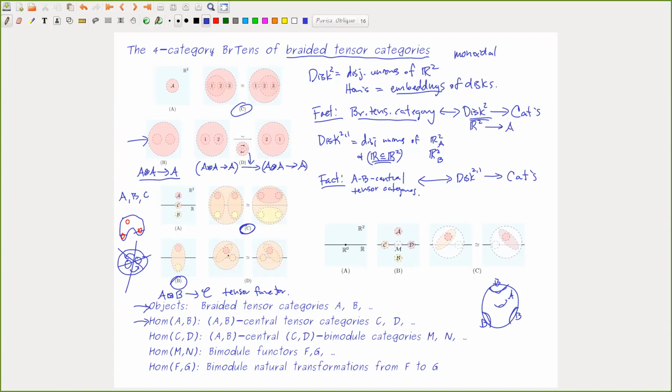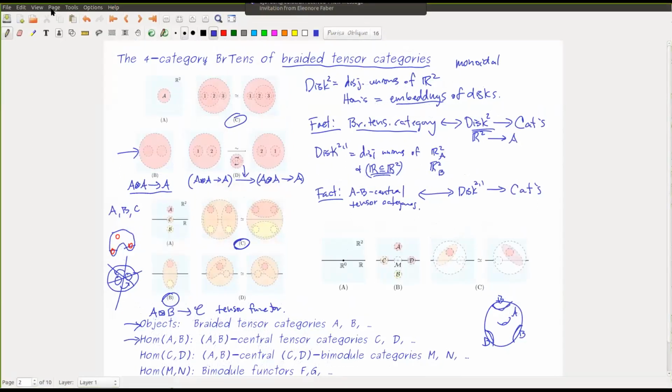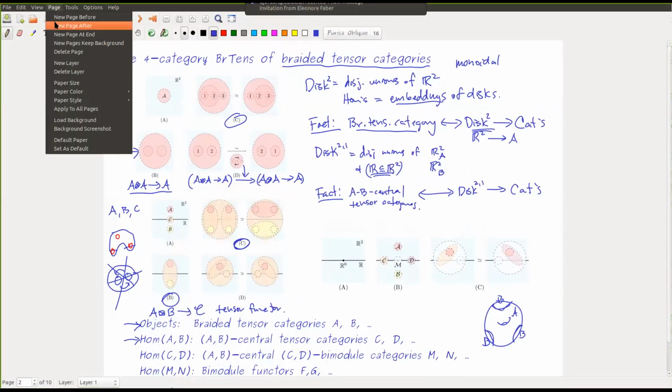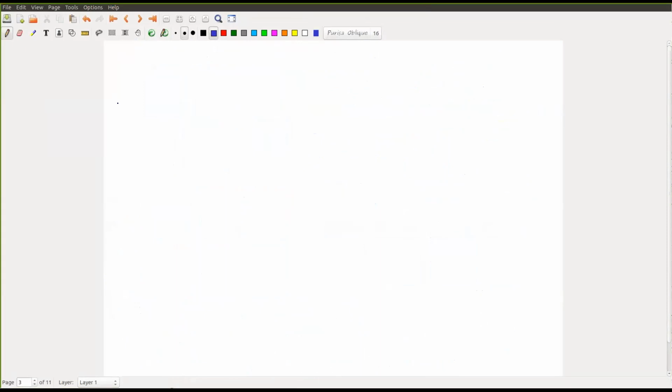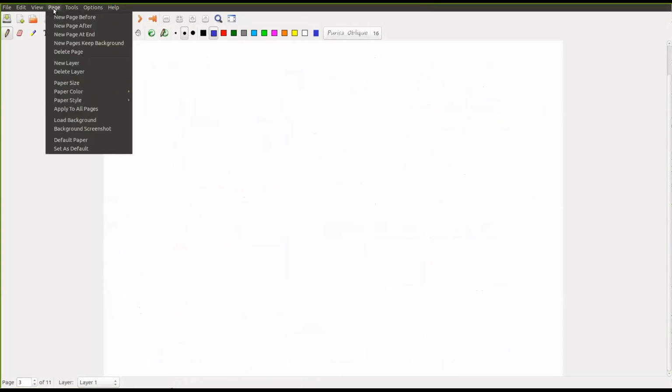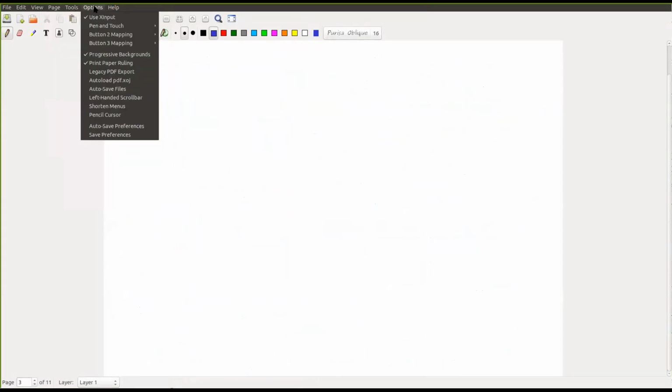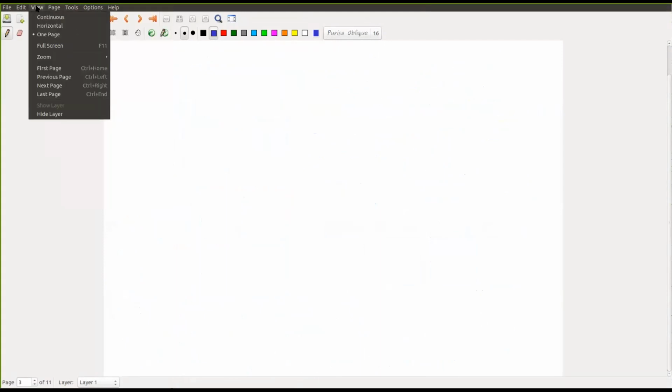But what's interesting is that, let's look at this picture. Let me make myself a new page if I can. I've kind of boxed myself in with this. I need to set continuous scrolling. How do I do that again?